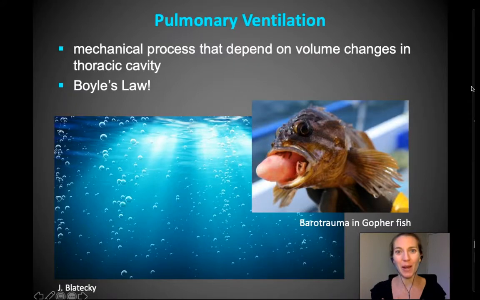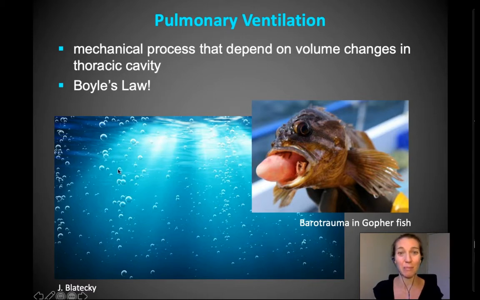Okay, so now to hone in on pulmonary ventilation. Very much this mechanical process that's going to depend on volume changes. And we're going to specifically define this with regard to Boyle's law. And so lots of real world examples here. So bubbles.